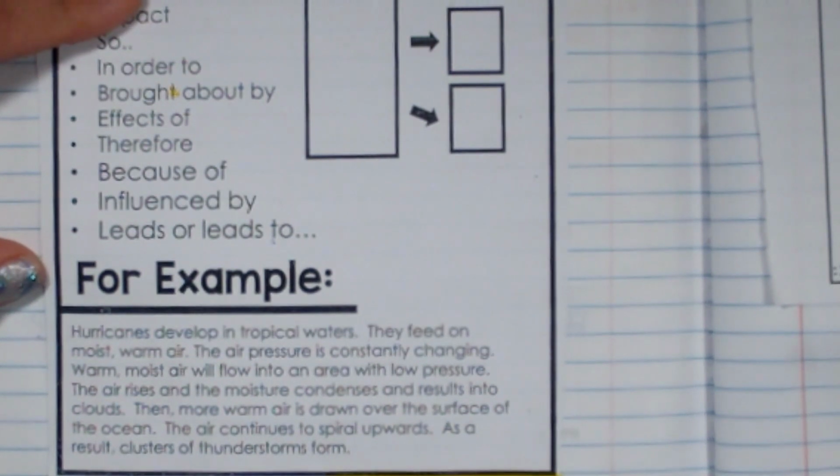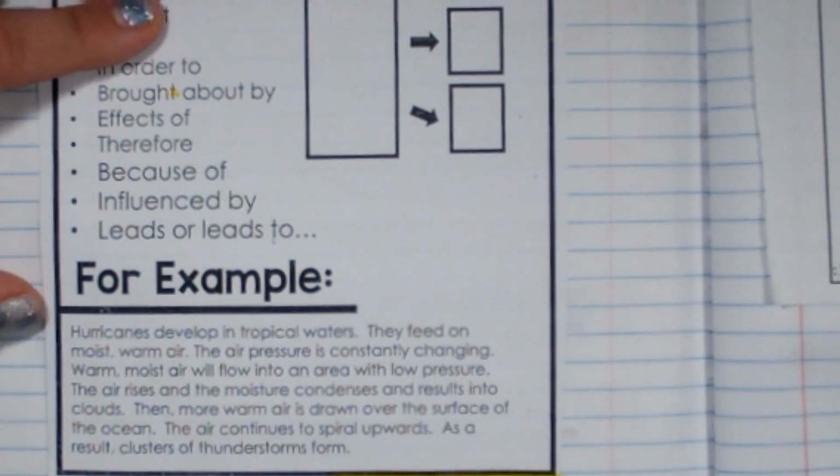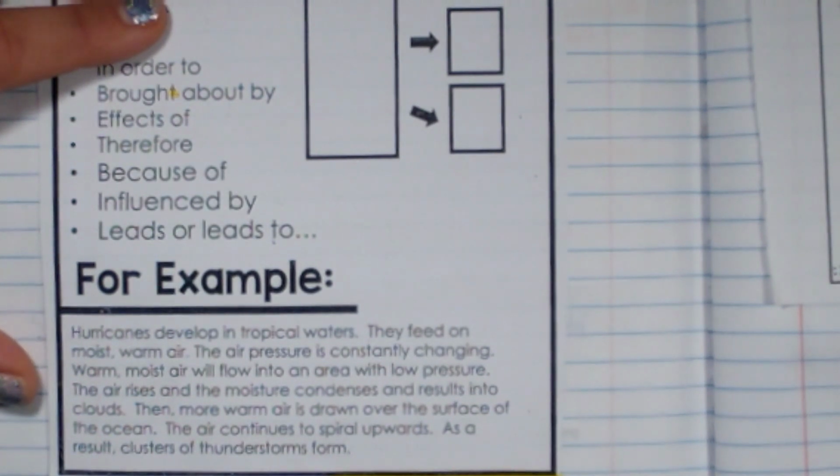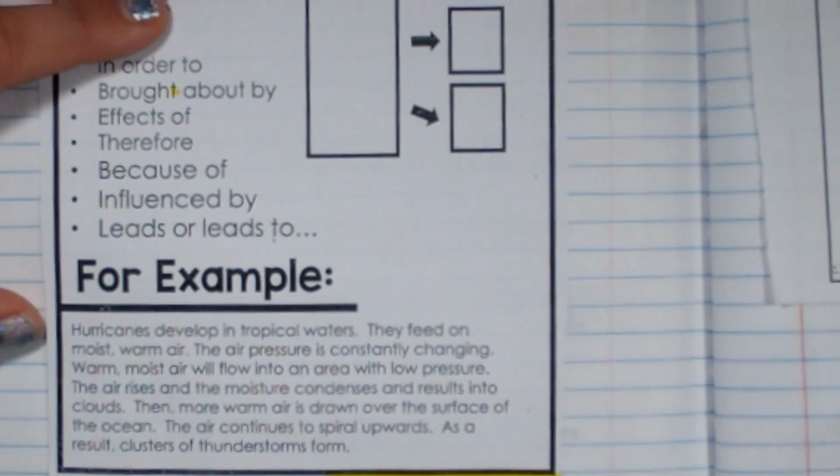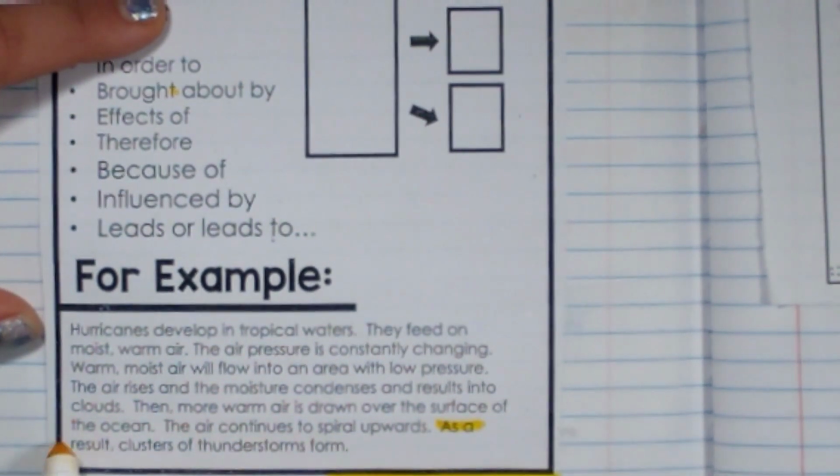Hurricanes develop in tropical waters. They feed on moist, warm air. The air pressure is constantly changing. Warm, moist air will flow into an area with low pressure. The air rises and the moisture condenses, resulting in clouds. Then more warm air is drawn over the surface of the ocean. The air continues to spiral upwards. As a result, clusters of thunderstorms form. So I have that keyword, as a result.